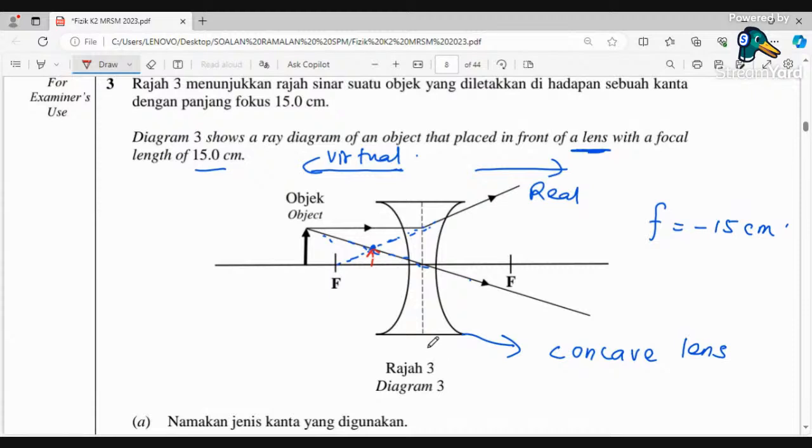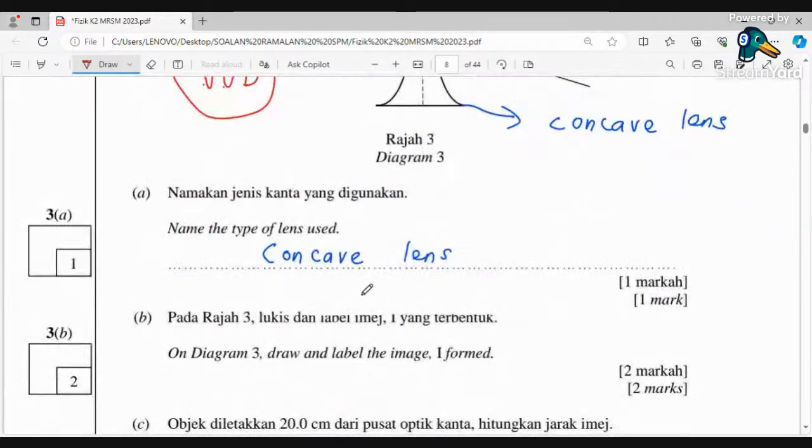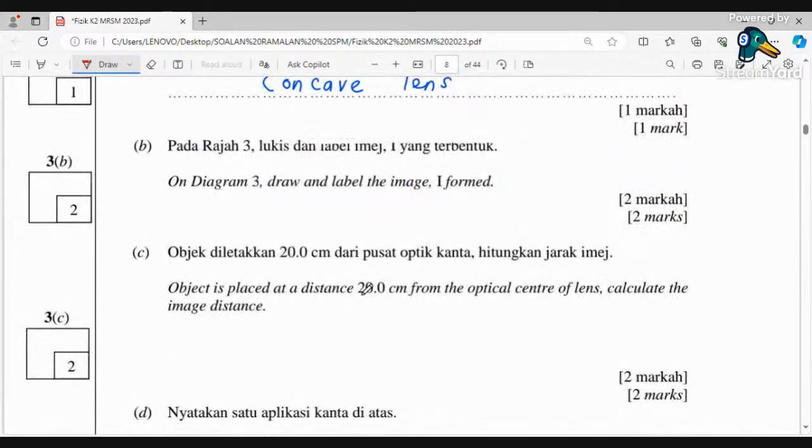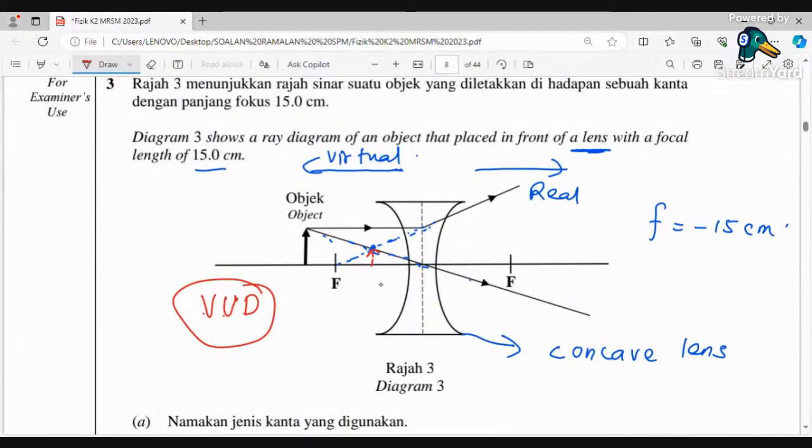Okay, so the image produced for concave lens is VUD, virtual upright diminished. So this combination of characteristics, we don't find it when we use convex. Only concave lens has this type of properties or characteristics of image. Virtual upright diminished. Okay, label, kena label. So ini image I.